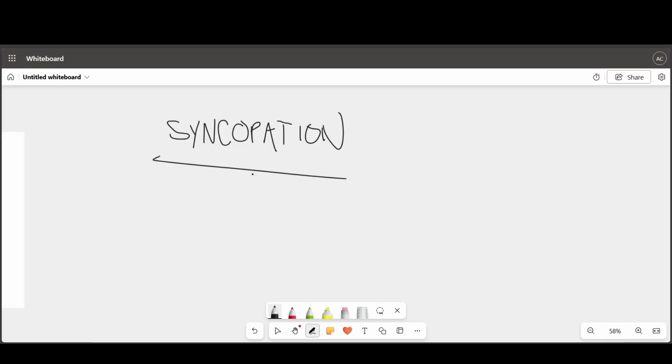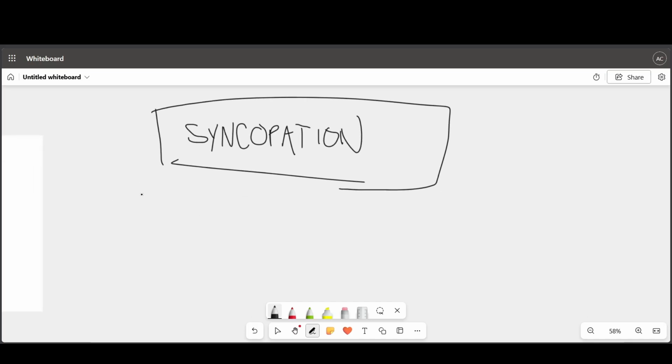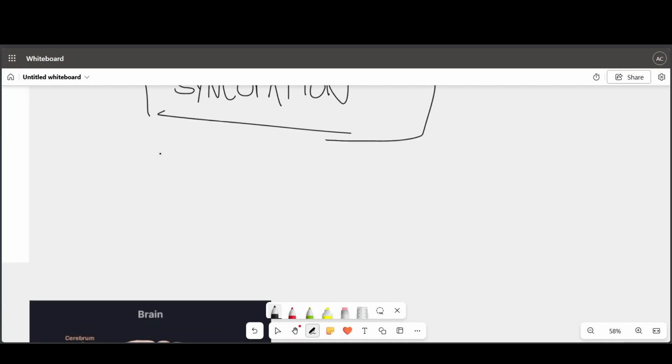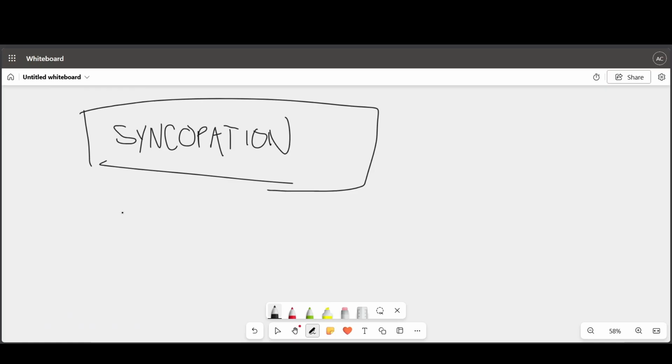But here is where syncopation comes into the equation. Syncopation is a musical pattern where you deliberately interrupt the rhythmic pattern of your beat or your instrumentals, or your music in general. And what this does is, the brain does what we call entrainment.